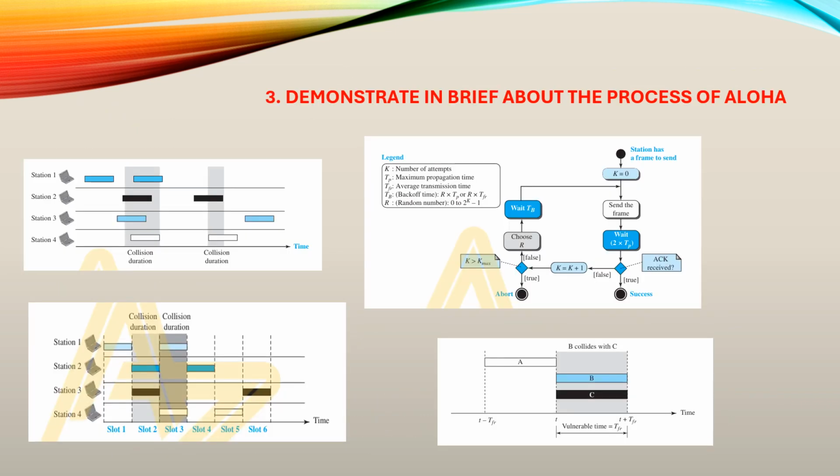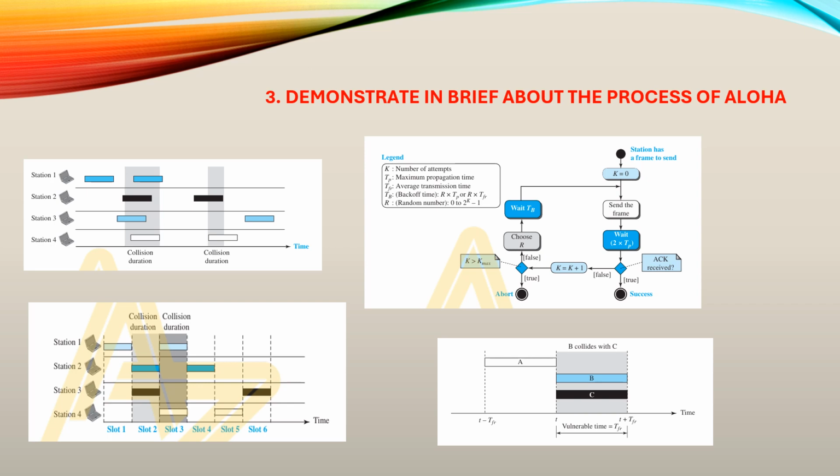Moving on to the next question: demonstrate in brief the process of ALOHA. ALOHA, CSMA/CA, CSMA/CD are some types of algorithms used to make sure that collisions are detected and the data are transmitted from one end to the other successfully. For ALOHA, you have two types: pure ALOHA and slotted ALOHA.